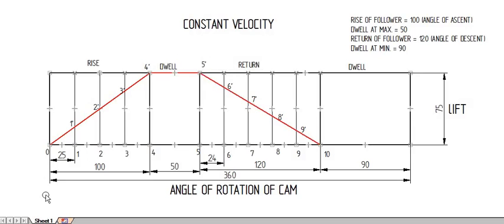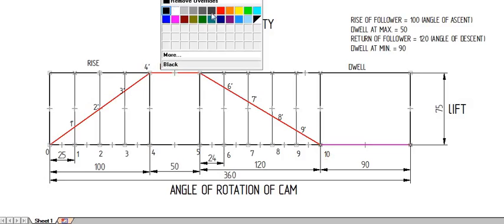So our graph has reached from 0 to 4 at the maximum. 4 to 5 is dwell; it will remain at maximum. 5 to 10 is return, maximum to minimum. And then again dwell at the minimum is 90 degrees. So this region is dwell. Dwell means there will be no movement. It has stopped at 10, so now there will be no movement and the graph remains at this point itself.